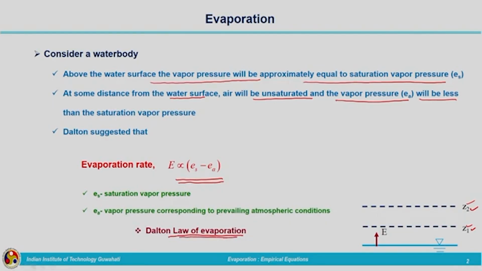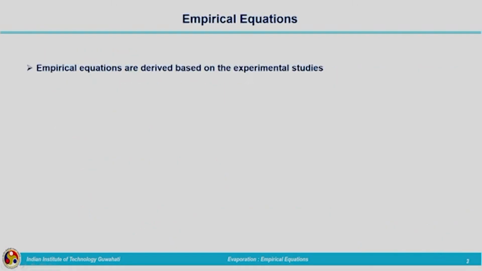We saw this type of expression when we were talking about the aerodynamic equation. There also the constant, which we named the coefficient of vapor transport B, was multiplied by ES minus EA. So, the same form as provided by Dalton was derived by means of the aerodynamic approach. According to Dalton, the evaporation rate is directly proportional to the vapor pressure deficit ES minus EA. Based on this, different empirical equations have been derived by conducting many experiments at different water bodies.